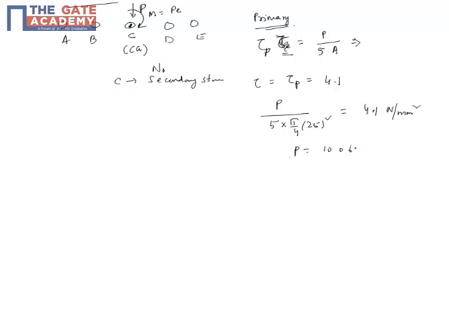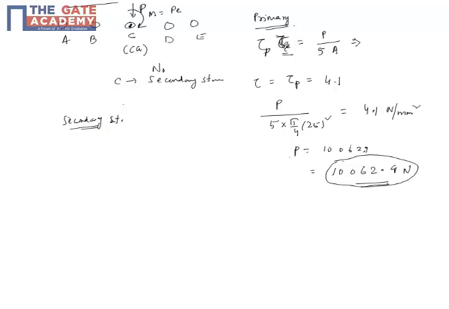From this we get P as 10062.9 newtons. Okay, 10062.9 newtons is the force which we get. Now we need to calculate the secondary stresses, because only then can we get the total shear stress on bolt B.